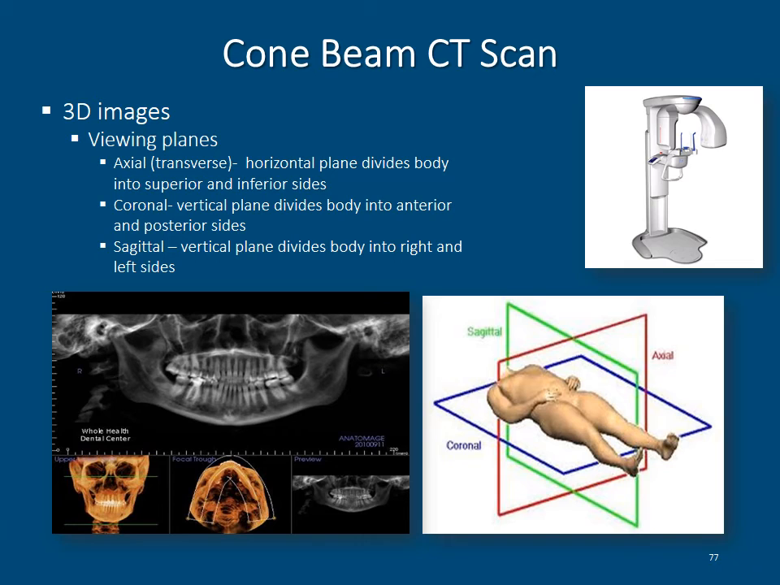The axial or the transverse takes the body in a horizontal plane and divides the body into superior and inferior sides. The coronal part divides the body vertically into planes from an anterior-posterior position. And the sagittal creates the vertical plane which divides the body into right and left sides. So take a moment to view the image and the types of sagittal planes that are used to create a cone beam CT scan image.